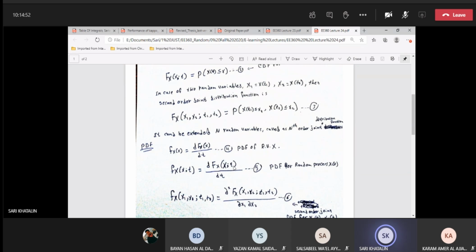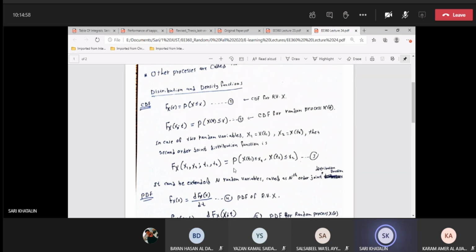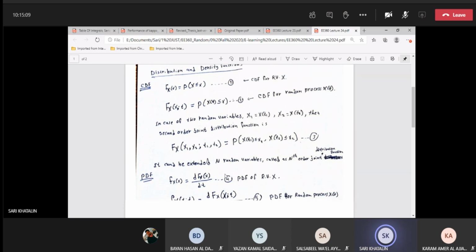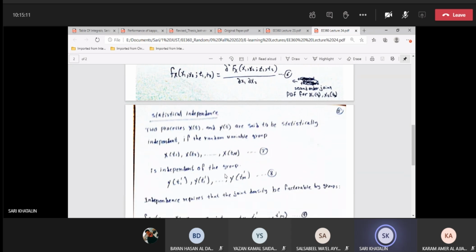And this is just a quick introduction about the PDF and CDF. As you can see, there's no difference between these shapes or equations and the previous equation. The only difference is t is included in this equation, okay, the time.